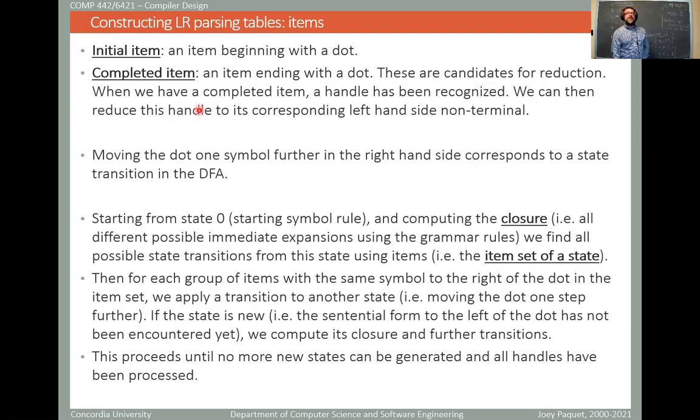So when we have a completed item, the handle has been recognized, and we can reduce this handle to its corresponding left-hand side non-terminal, applying the rule in reverse order.